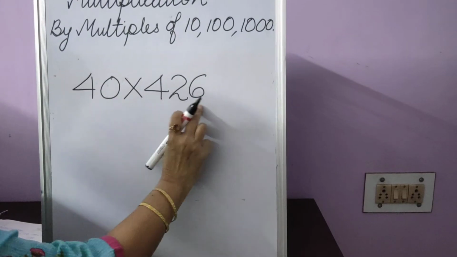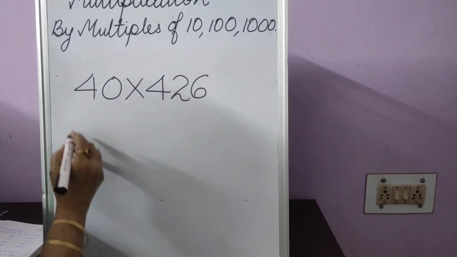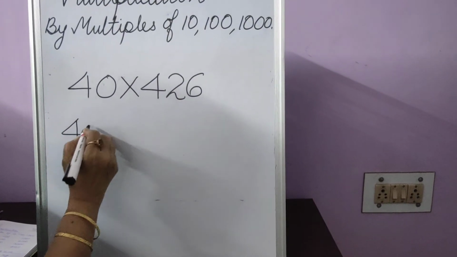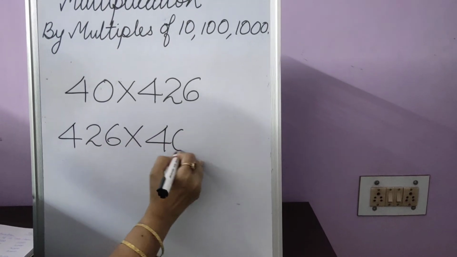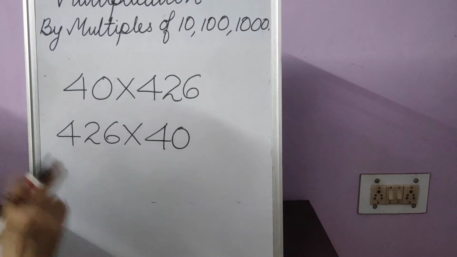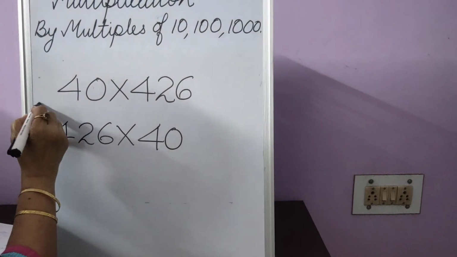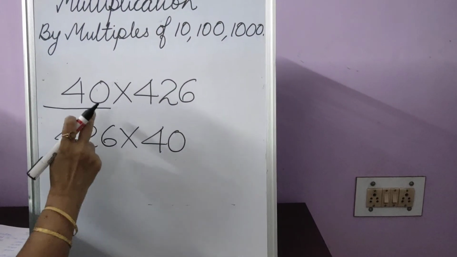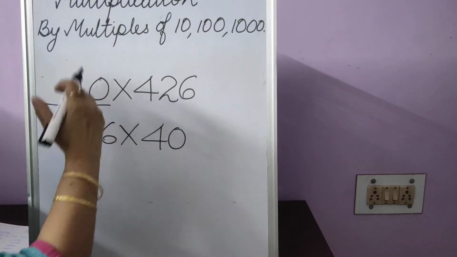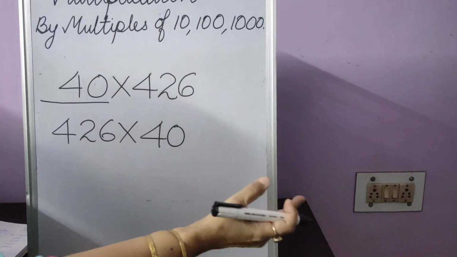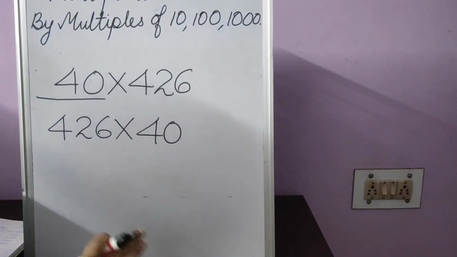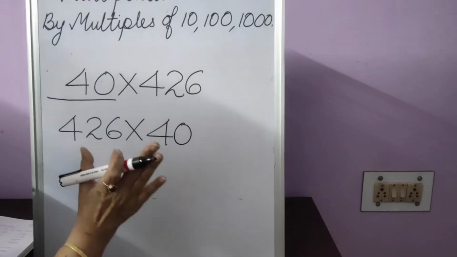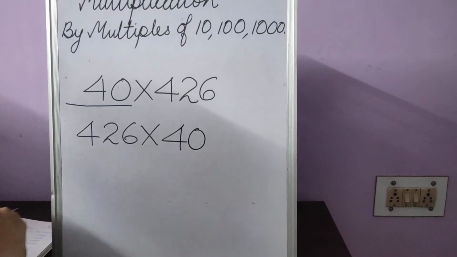So, 40 multiplied by 426 can be easily written as 426 multiplied by 40. And this is what you have to do. If the multiple of 10, 100, 1000 is written first, just change the order, because multiplication, even if you change the order, it doesn't make any difference. Now, why are we doing this? Your work will become easy. Very simple it will become.